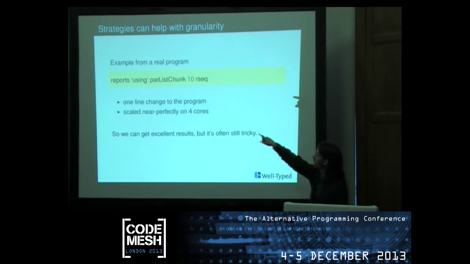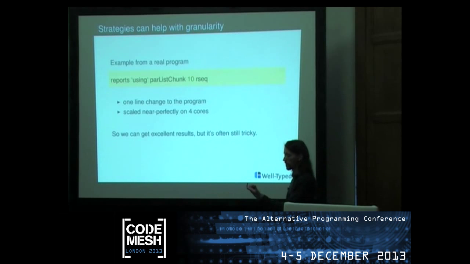And using parList chunk 10 rseq was the only change I had to make to the entire program to suddenly make it run on 4 cores perfectly. And that's really nice when that happens. Yes, it scaled perfectly. So this is using that parListChunk I mentioned a second ago. We're saying reports, which is the as yet unevaluated reports based on analyzing some portfolios, and that's a list of these things. And then we're going to evaluate that using this parListChunk strategy.